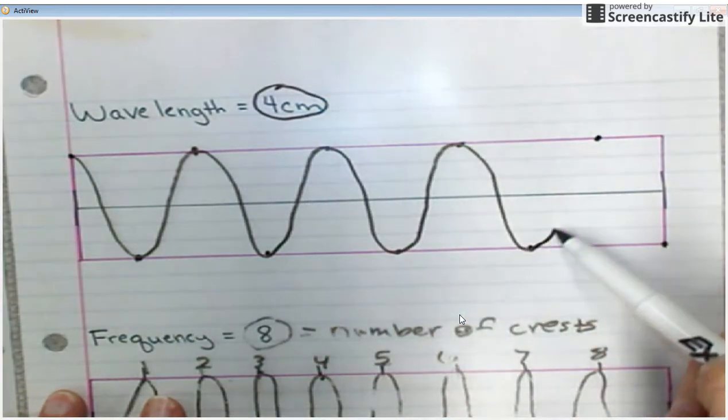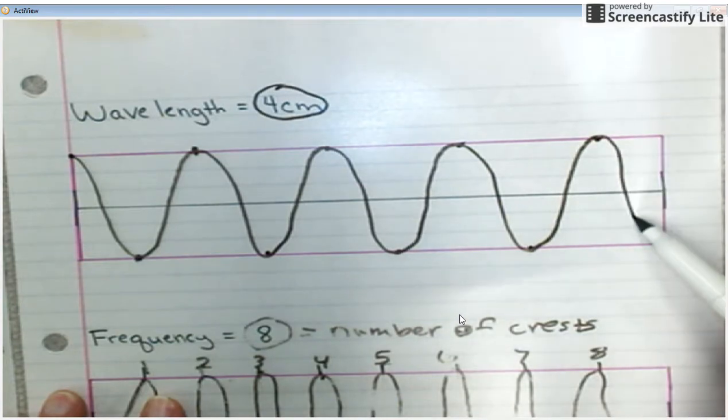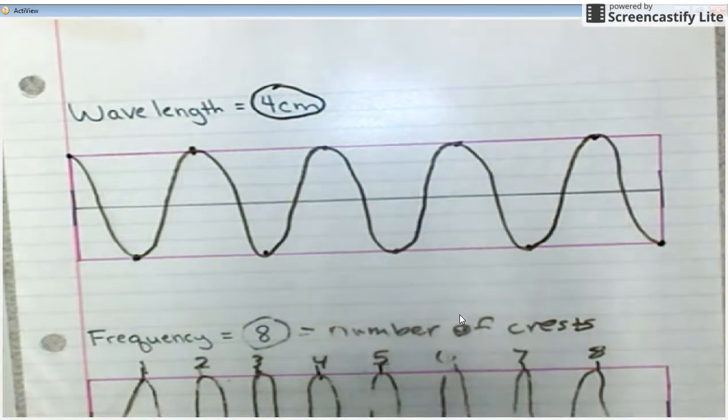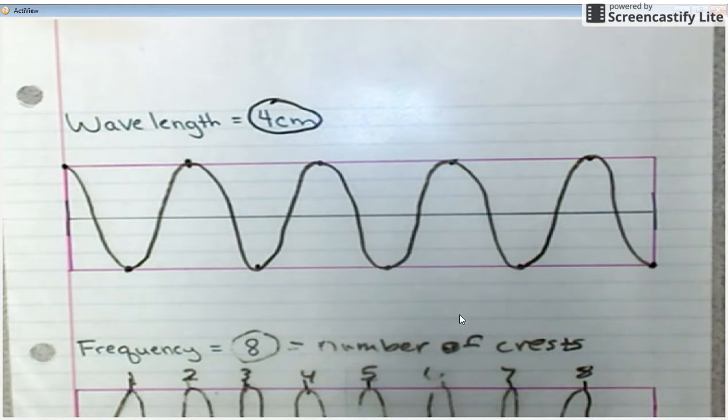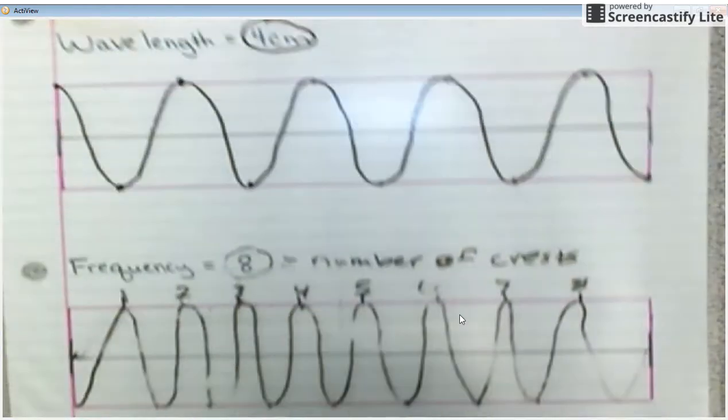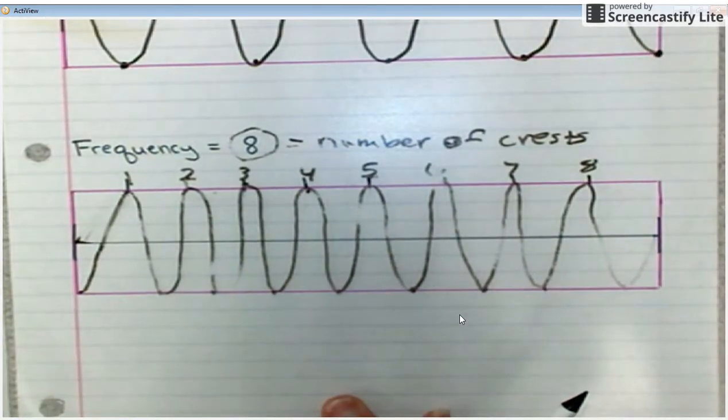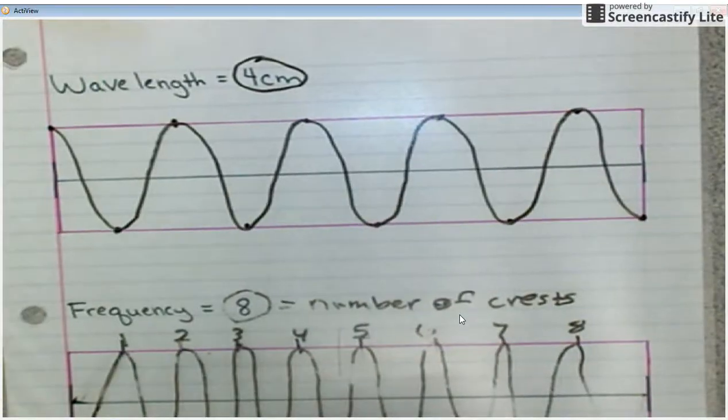And that is how you draw a wavelength of 4 centimeters and a frequency of 8. Okay? Watch the next video for how to do the different volumes.